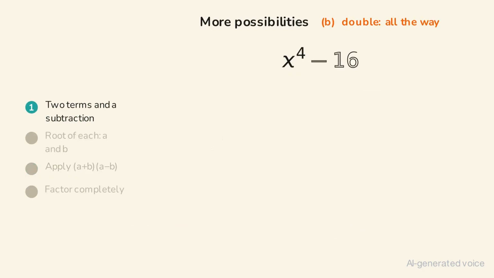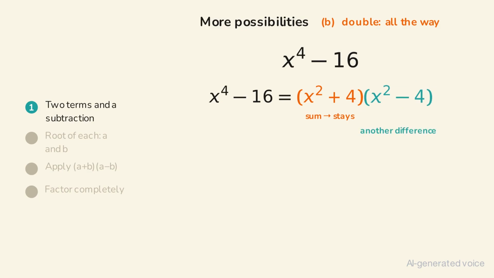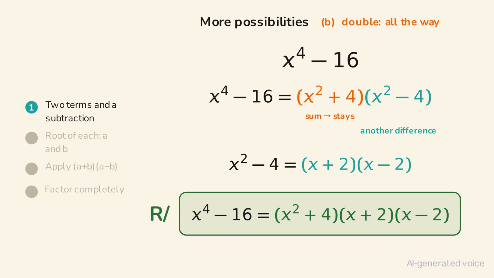The second, a double case, to factor all the way. Look, x to the fourth minus 16. X to the fourth is x squared squared, and 16 is 4 squared. So it's a difference of squares. X squared plus 4 times x squared minus 4. Now, careful. X squared plus 4 is a sum of squares, so that one stays put. But look closely. The second difference of squares is this one, x squared minus 4, and it splits again. X plus 2 times x minus 2. The complete answer joins the three factors. That's the point. We don't stop halfway. We factor until it can't be done anymore.